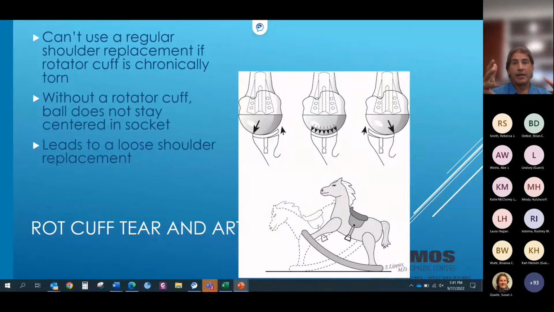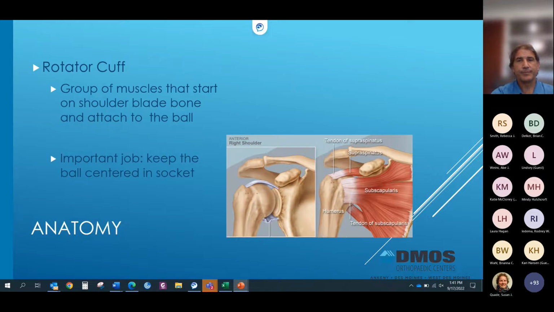uncoupling of the force couple and maybe the top muscle's not working right, the supraspinatus, or the subscapularis up front isn't working right, you'll get front to back motion or up and down motion, and over time that will cycle and make the socket loosen. So when we used to try to do a shoulder replacement for somebody with a bad rotator cuff, they would fail early on, and that's one of the reasons why reverse shoulder replacements were developed.